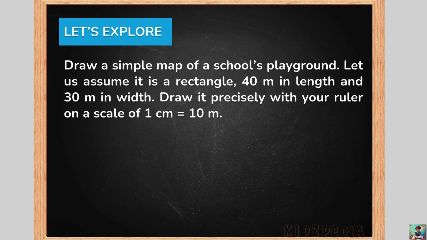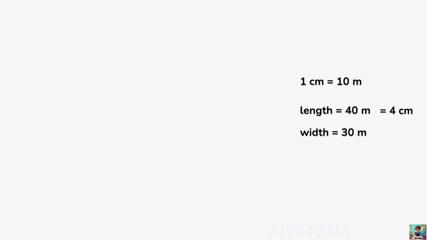We need to draw a map of a school's playground. The playground is a rectangle. Length is 40 meters and width is 30 meters. Scale is 1 centimeter equal to 10 meters. Using the scale of 1 centimeter equal to 10 meters, the length on paper should be 40 meters divided by 10, that is 4 centimeters.